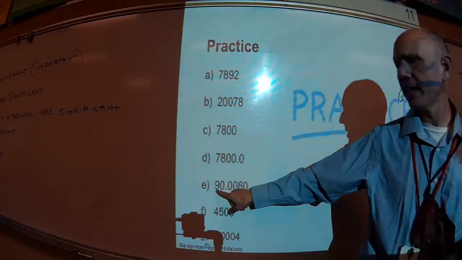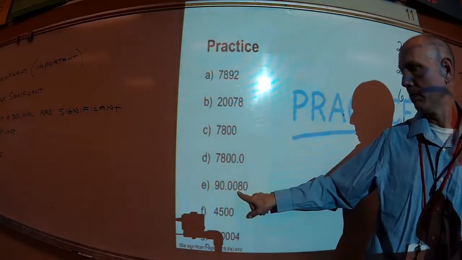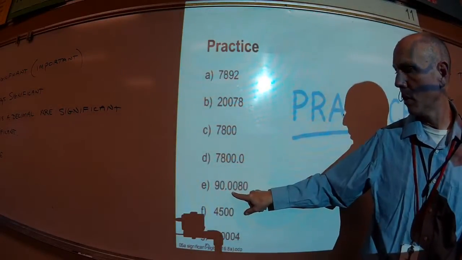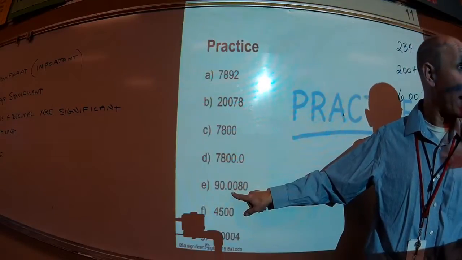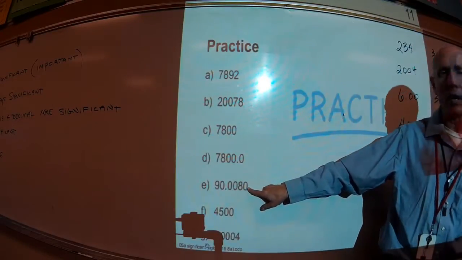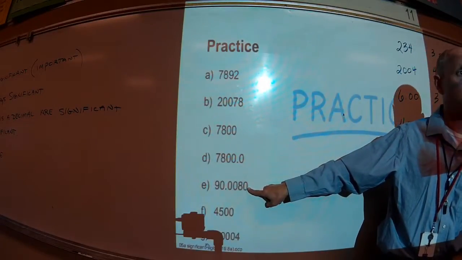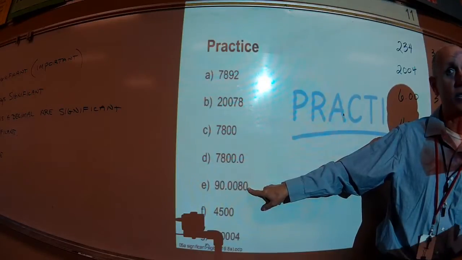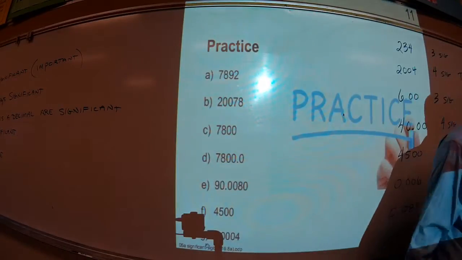This guy right here, is the 9 significant? Yes. Is the 8? Yes. Are these zeros? Yep. Why? They're trapped. This guy right here, what kind of zero is this? Trailing. Trailing with a decimal? Yep. So is he significant? Yep. 6 sig figs.